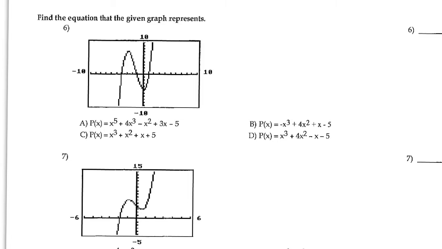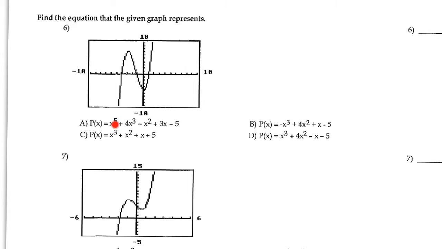Okay, so on number 6, I certainly hope we use our knowledge about polynomials and the number of turns and the number of zeros to answer this instead of graphing every single one. You could be here forever trying to do that. So let's start with A.